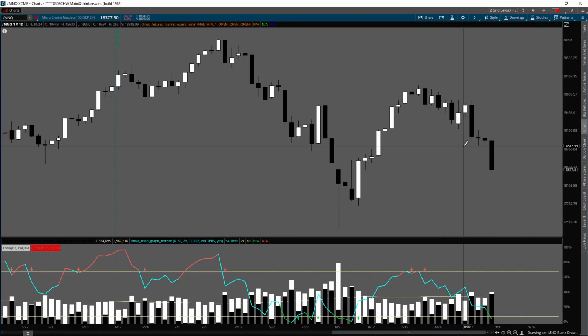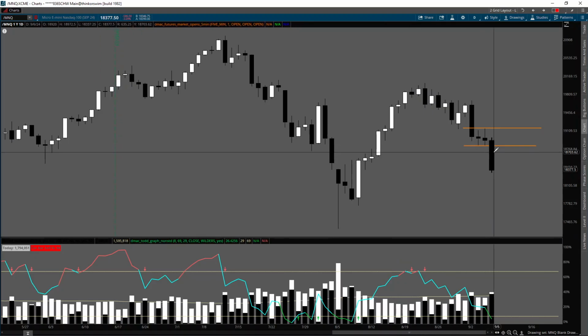There's supply and there's demand. You don't need to make it more complicated than it needs to be. Supply, demand. Price broke this multi-day level and flushed. It doesn't have to be more complicated than that.